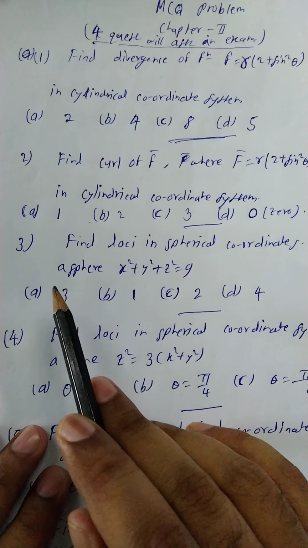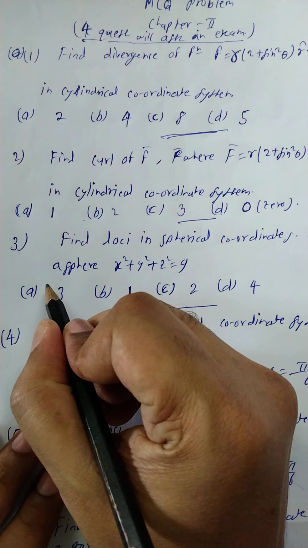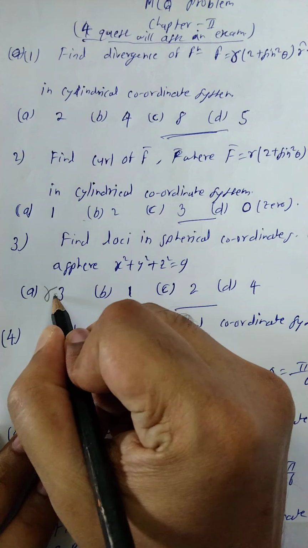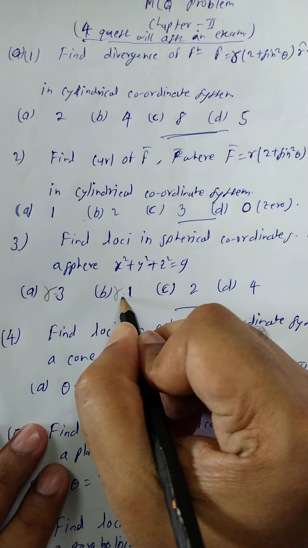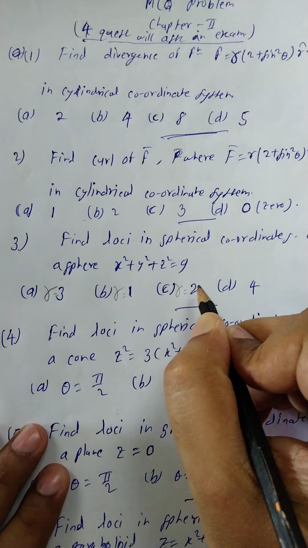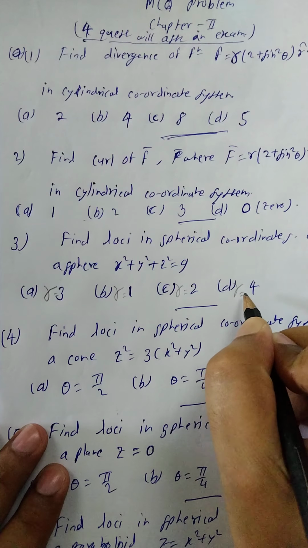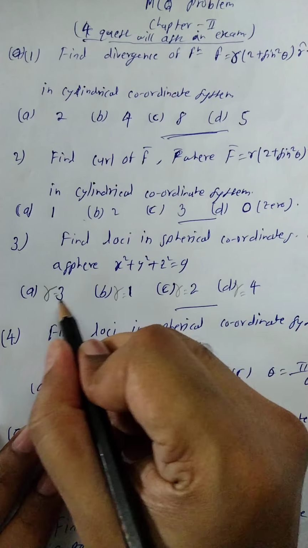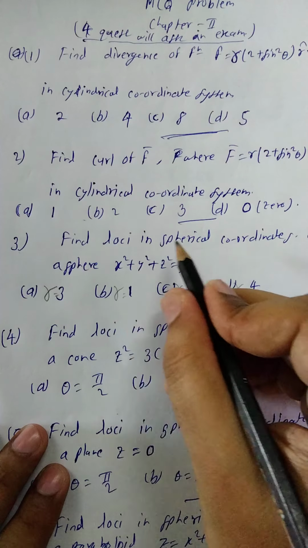Find the locus in spherical coordinates of a sphere x square plus y square plus z square is equal to 9. There are 4 options. First one is r is equal to 3, second is r is equal to 1, third is r is equal to 2, and fourth is r is equal to 4. One of the options is correct. So let's solve this problem.